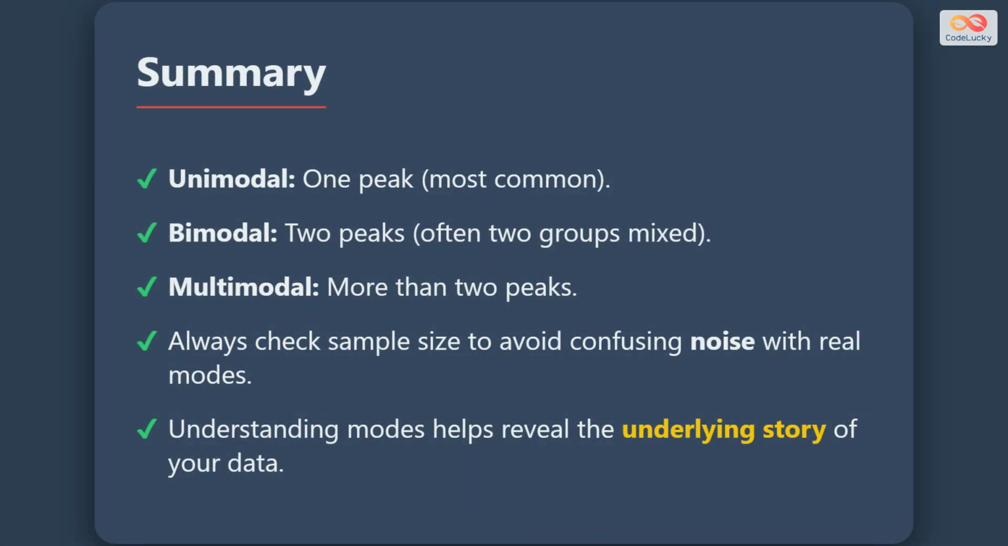To summarize, unimodal means one peak. Bimodal means two peaks, often indicating two mixed groups, and multimodal means more than two. Identifying these shapes helps you understand the underlying story of your data.